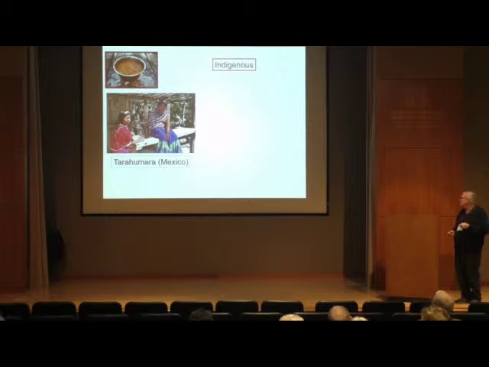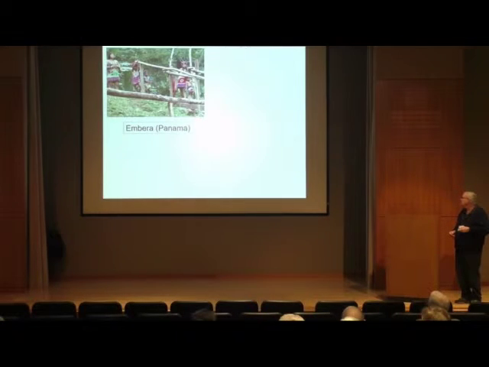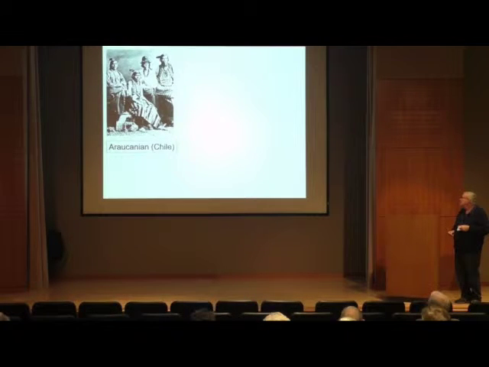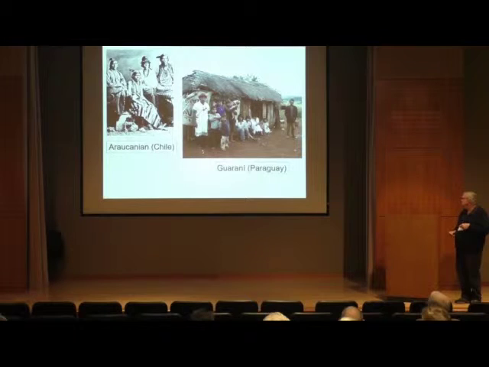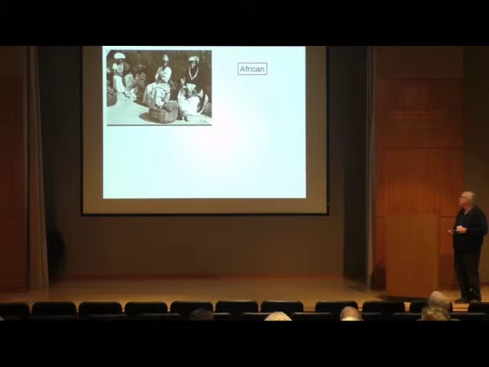So if you look at the indigenous group, here are a couple of examples of indigenous population: the Tarahumara in Mexico, up in the northwest area, Mayan people of Guatemala, Panama, Andean. This is actually at Pisco, which is near Cusco. Araucanians in Chile, many of those were killed off. Guarani, still inhabiting areas of Paraguay. Populations in Brazil, this is a group protesting the construction of dams. Some groups that have just recently been contacted by the outside world, with very limited contact.